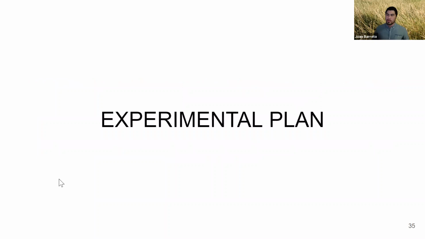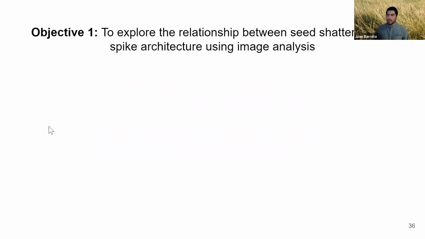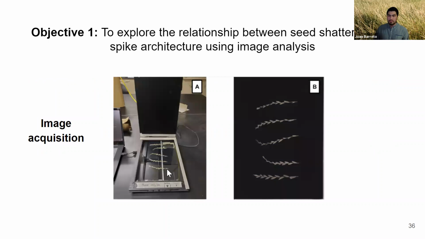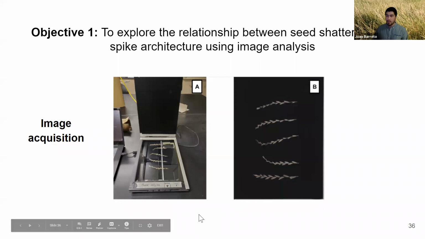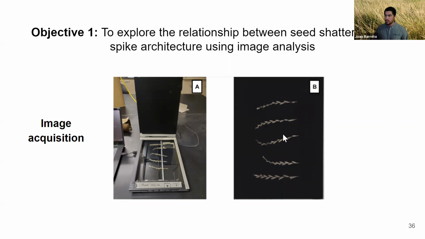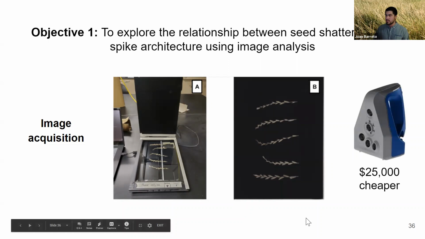I will try to answer these questions with a series of objectives. The first objective is to explore the relationship between seed shattering and spike architecture. To accomplish this, first I have to collect images. I am using a regular flatbed scanner that many of you might have in your office. This one in particular is a $40-$50 scanner. It's very inexpensive. We use a dark background to increase the contrast of these spikes, which will facilitate further analysis. And this makes the system pretty much $25,000 cheaper than what is currently being used.